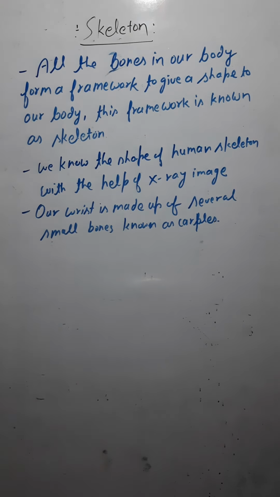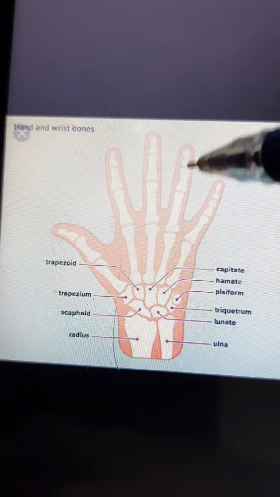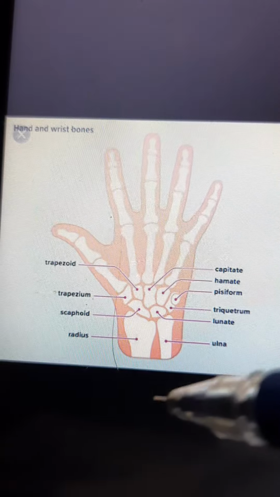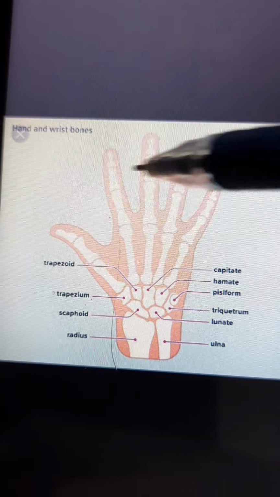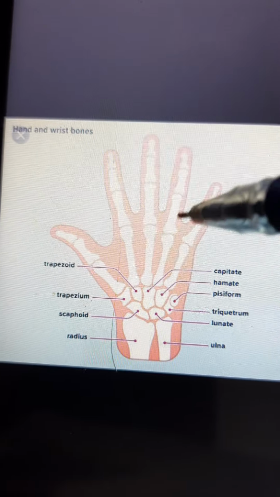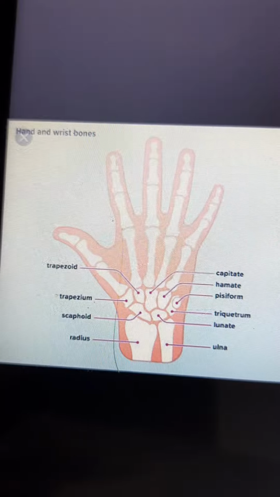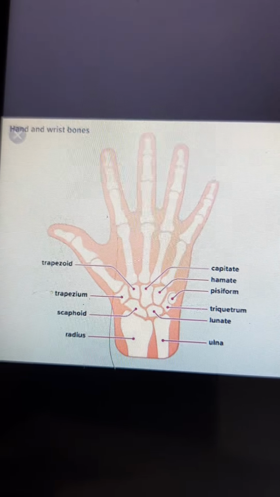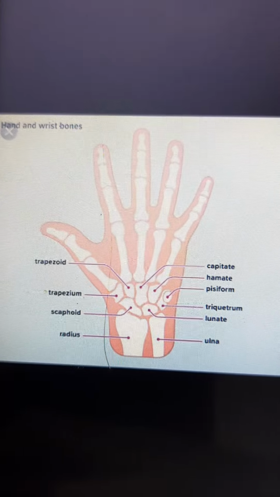Like here in our fingers also, we have small, small bones. These also allow the movement of the finger. We can bend our fingers from here and from here also, isn't it? So we have different types of bones, and these allow movement in different directions. The bones here in our wrist are known as the carpals. Some more types of bones in the human skeleton we are going to discuss ahead in this lecture.